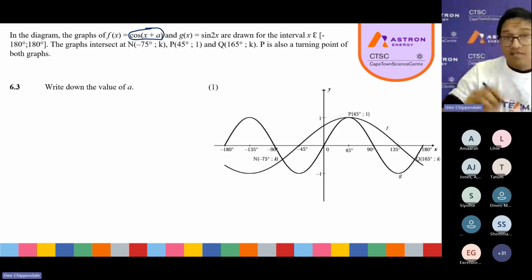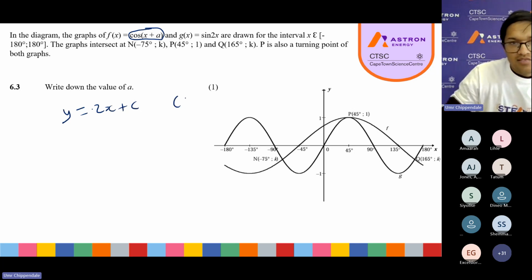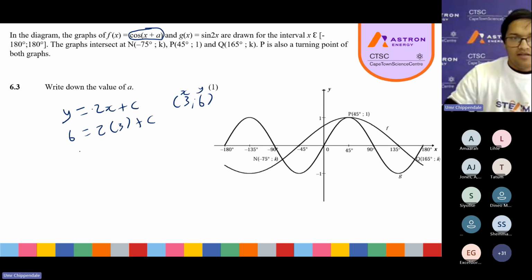So let's say, for instance, just an example. This is not the answer. I just want to show you, for example, if you have y is equal to 2x plus c, and let's say, as a made up number, we have 3 and 6. This is the x value, this is the y value. You plug it into this equation, so that is 6 is equal to 2 multiplied by 3 plus c. Then 2 times 3 is 6. So then bringing it over, it will be 6 minus 6 is equal to c. Therefore, c is equal to 0.